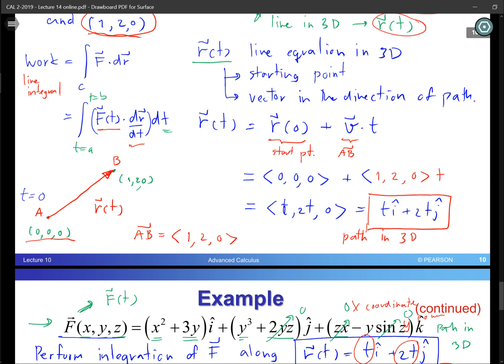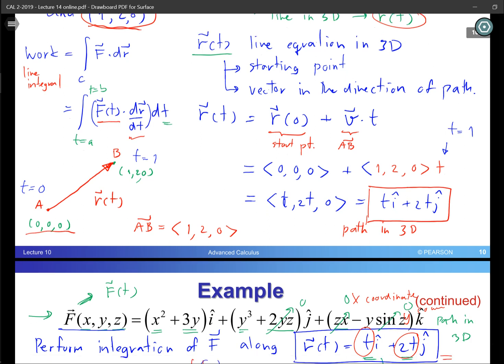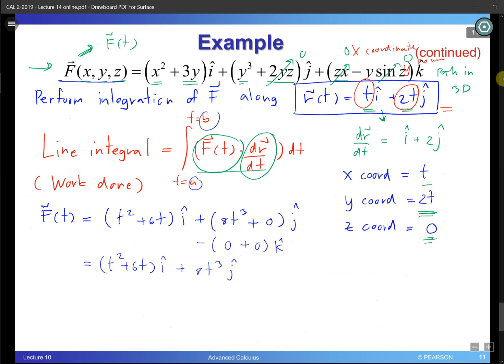Now let's find out the value of t that we can put in here that gives us this point 1, 2, 0. You can see that if you want 1, 2, 0 at the end, you need to put t equal to 1, right? And it comes out to be 1, 2, 0. So at this point, time is going to be equal to 1 second. Now we use this information to perform the integration, which means that we start at time equal to 0 and end at time equal to 1.